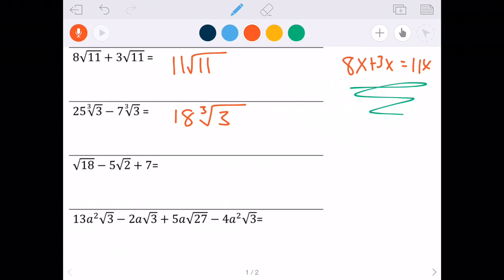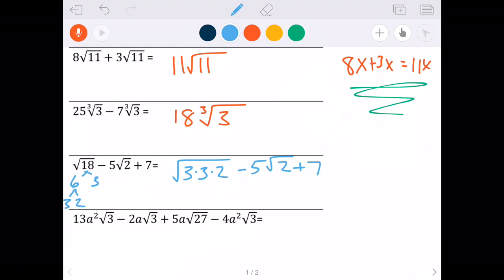Now it's getting a little bit more difficult because before we add and subtract things, they need to be in the simplest form. So in this third problem, 5 square root 2 is already in the simplest form. 7 is just a number, so that's in the simplest form. 18 is not, though. We can get 18 into its simplest radical form. So that's where we're going to do the factor trees, which we did last class. 18 breaks down into 6 times 3, and then 6 breaks down into 3 times 2. So I'm going to rewrite this. The square root of 18 is 3 times 3 times 2. Then I have minus 5 root 2. Then I have plus 7.